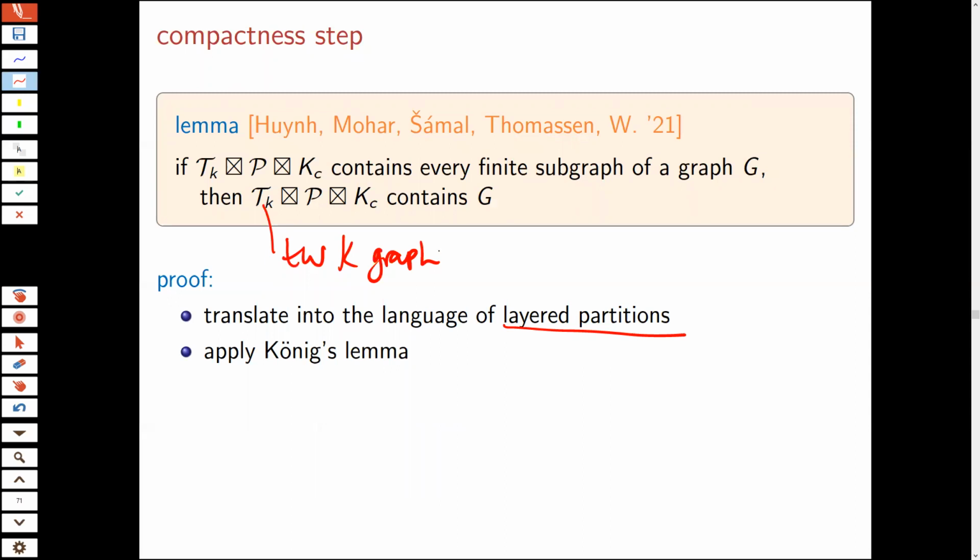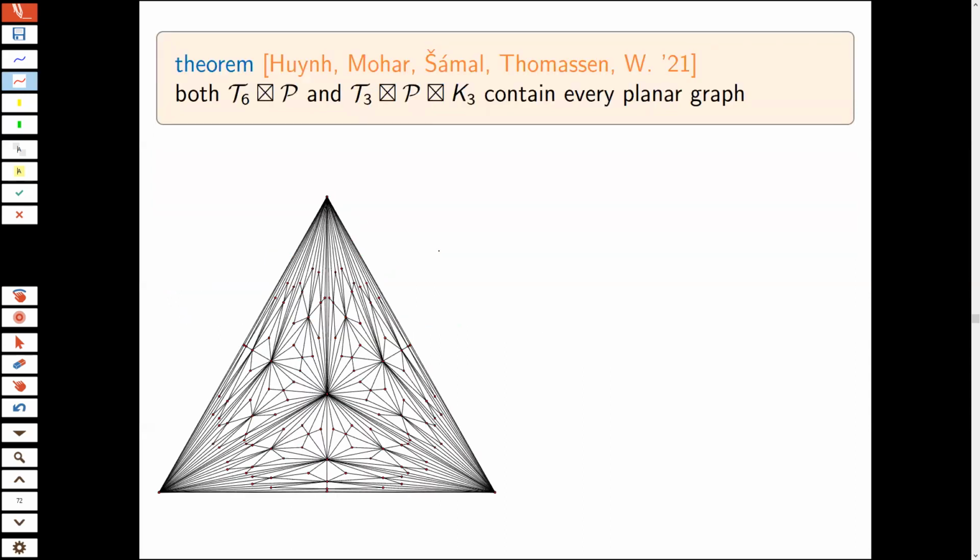Okay, so we put all this together and we get our first examples of graphs that contain every planar graph. We get that T_6 times P contains every planar graph. T_6, remember, is the universal treewidth-6 graph, times a one-way infinite path. And then we also get the universal treewidth-3 graph times a one-way infinite path times a triangle. This also contains every planar graph.